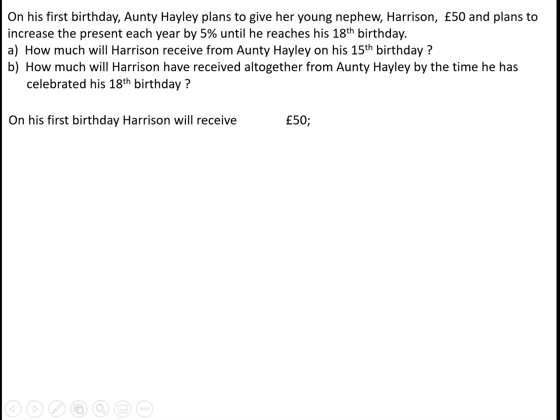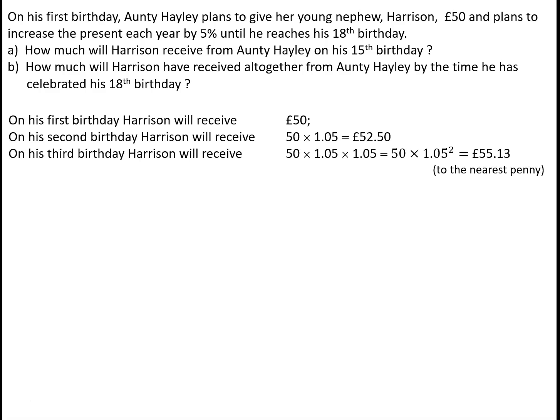On his second birthday he's going to receive 50 times 1.05, which is £52.50. On his third birthday he will receive 50 times 1.05 times 1.05, in other words 50 times 1.05 squared, which to the nearest penny gives us £55.13.